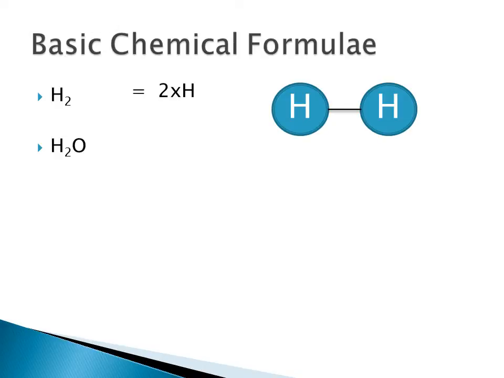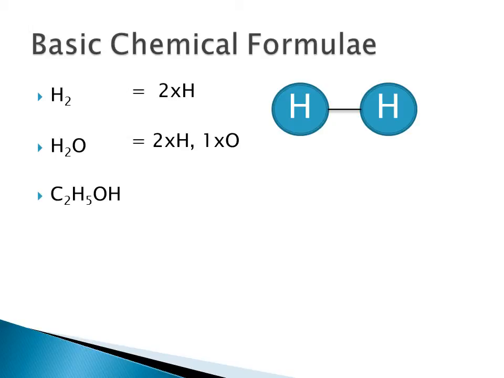A slightly harder example is water. Here we've still got H2, but as well we have an oxygen. The 2 is only referring to the hydrogen. It has nothing to do with the oxygen. So water is made of 2 hydrogen and 1 oxygen atoms.